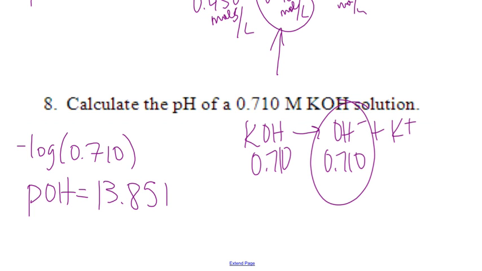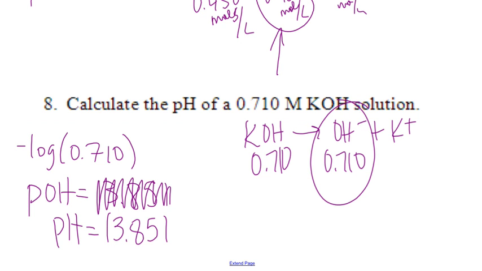Well, they're not asking for pOH, though, so what do I have to do? Subtract from 14, and what do we get? This is 13.851. Sorry, the pOH is 0.149. All right, that's an important thing. Let's not let that mistake happen, okay? Our pOH makes sense to be low, and our pH makes sense to be high because it's a strong base. It better be a high pH, right?